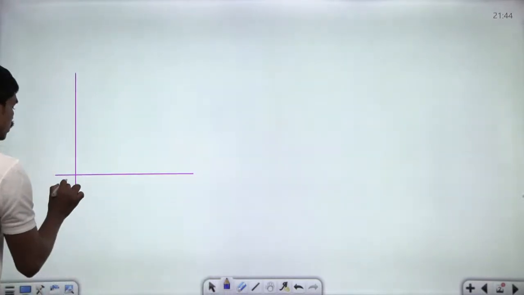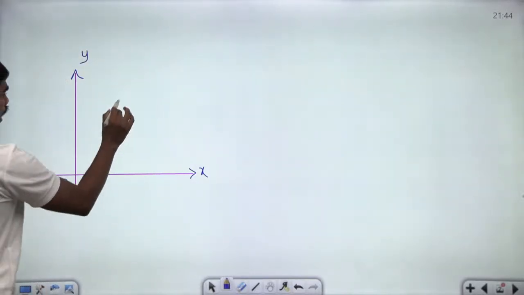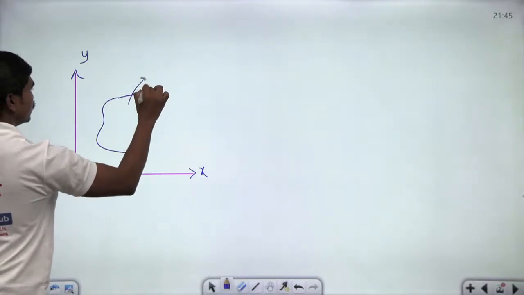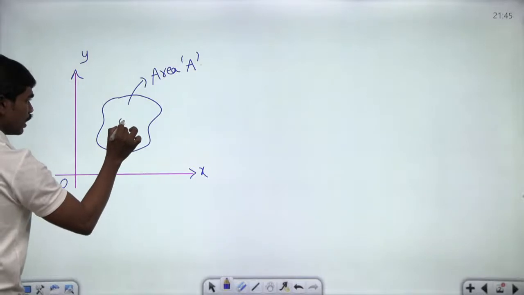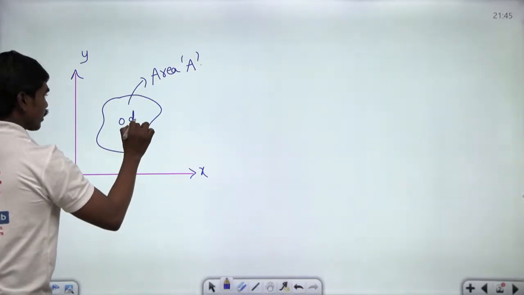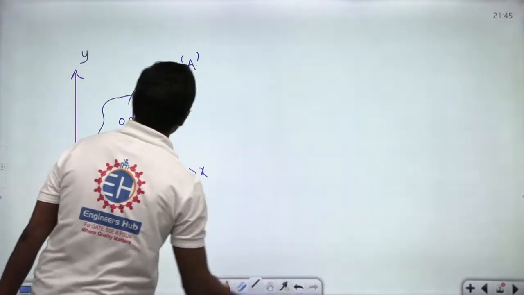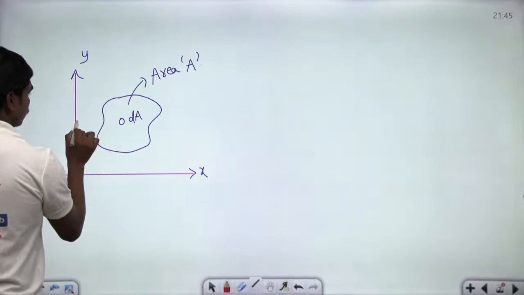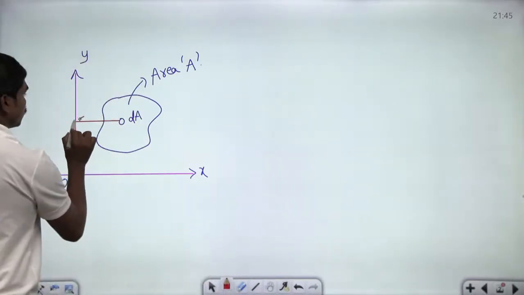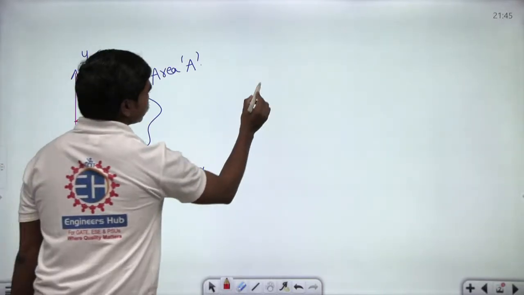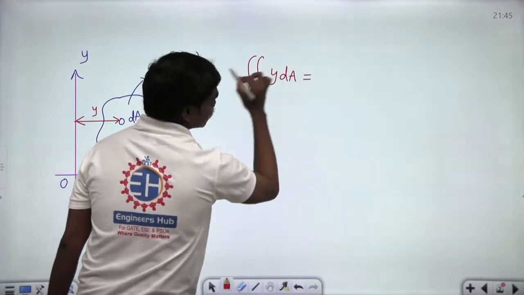See here, if this is your horizon, if this is your x, and if this is your y-axis, for example, and if you have some area A, this area is of some magnitude which is A. Now, if you take a small elemental area here which is dA, whose distance is y, let us suppose. Then if I write integral over A, complete area, y dA, what will this be equal to?